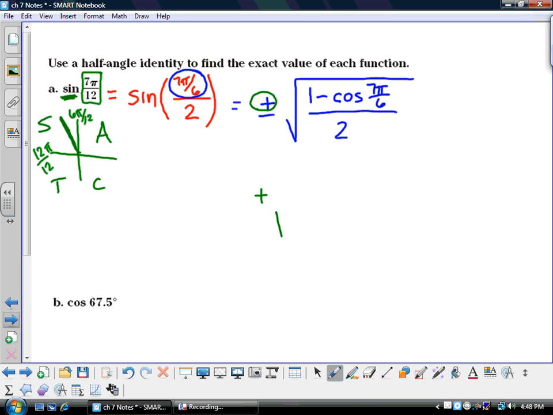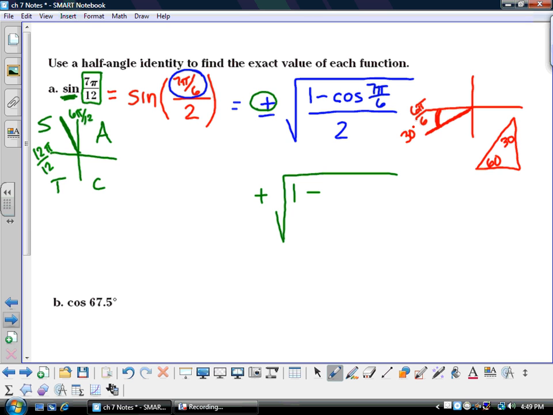So it is the positive square root of 1 minus. We've got to figure out what is the cosine of 7 pi over 6. 7 pi over 6, this is 6 pi over 6. So 7 pi over 6 is right here. The reference angle is pi over 6, or 30 degrees. So I can draw a 30, 60, 90 right triangle. The cosine of 30 degrees is square root of 3 over 2.